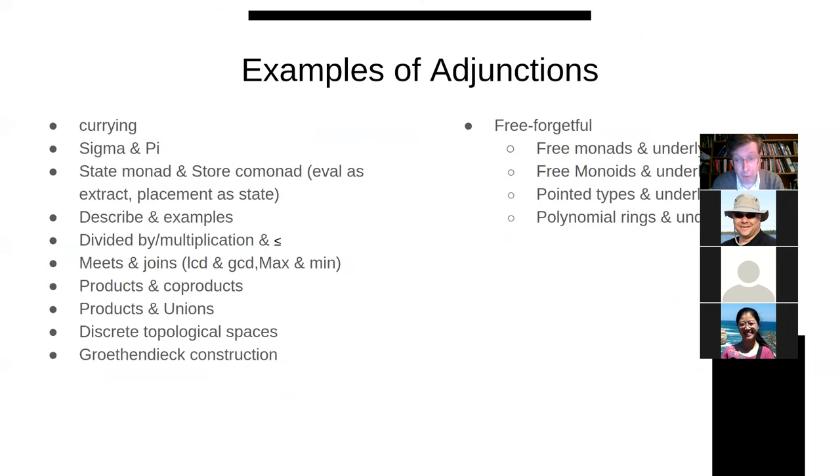So it's adjunctions for pre-orders or posets. Probably subsequent sessions will be looking at free-forgetful cases. Bartosz has some great material on that. And we'll be looking at the case of monads and comonads, and their deep connection with adjunctions.